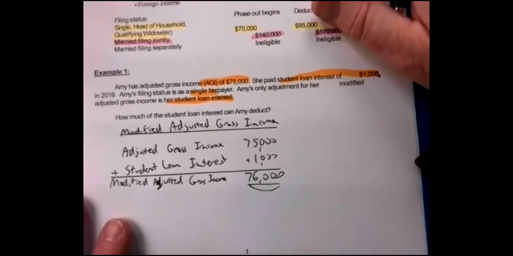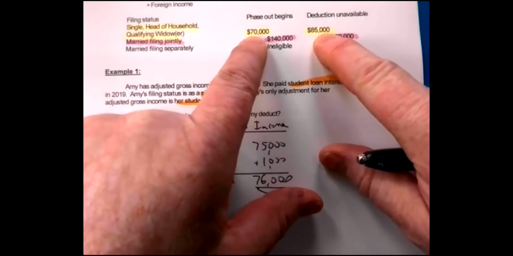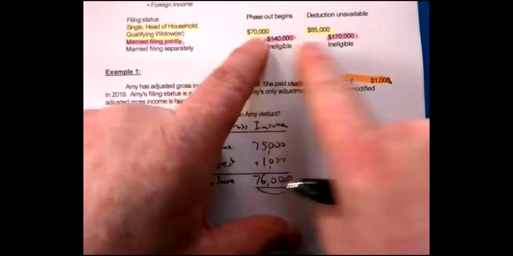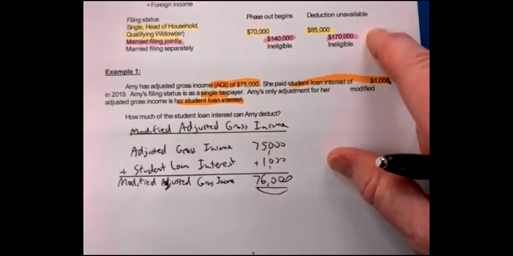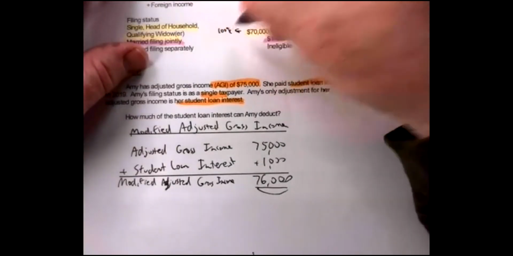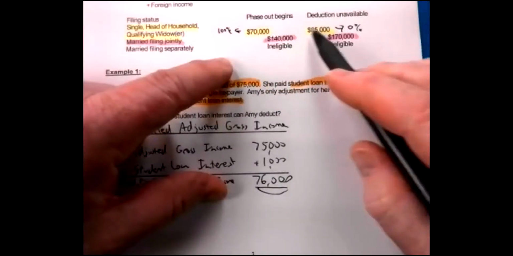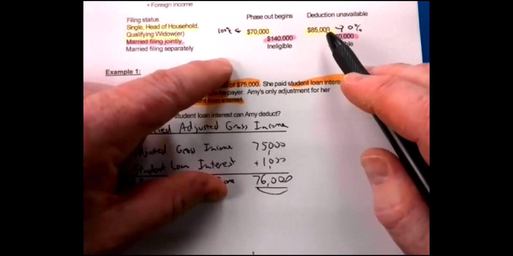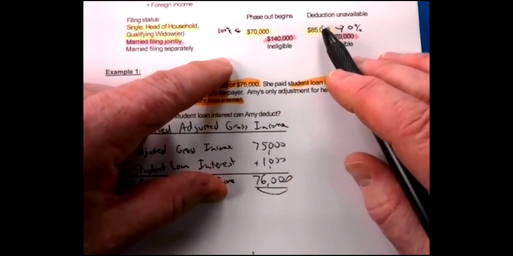Okay, now you'll notice something. She is in the middle of the phase out period. $76,000 lies between $70,000 and $85,000. If it's less than $70,000, she can write off the whole $1,000. If it's more than $85,000, she can't write off any of it. So going this way, it's 100%. Going this way, it's 0%. You can't write off any of it. So between the $70,000 and the $85,000, it is going to phase out linearly.